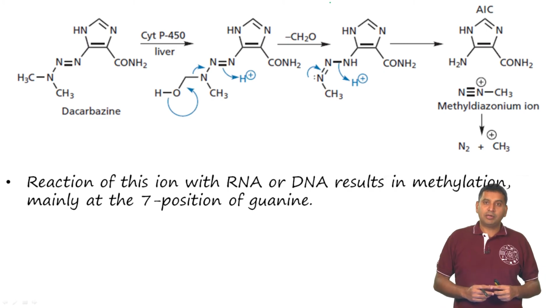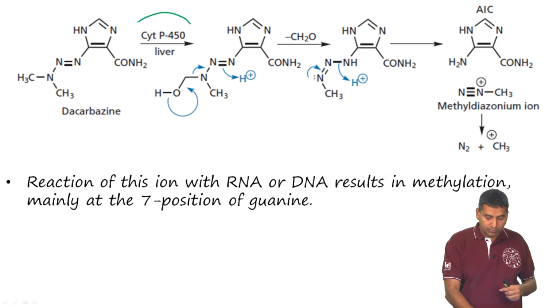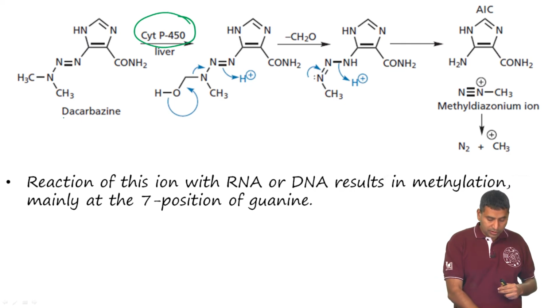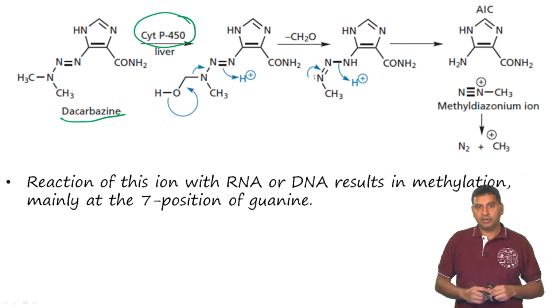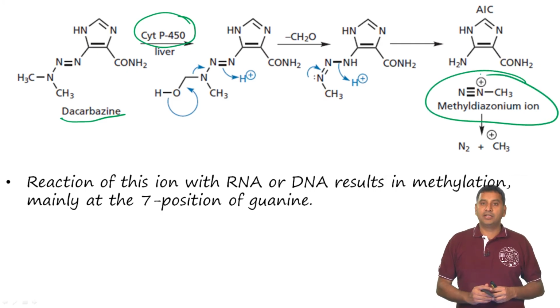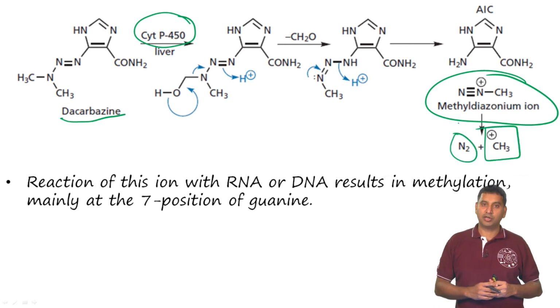The major metabolism inside the body happens in the liver, and a class of enzymes known as cytochromes P450 are very crucial for metabolism. So, this drug gets metabolized by cytochrome P450, and it produces this kind of an alcohol intermediate, which then rearranges and gives you a methyl diazonium ion. And this methyl diazonium ion produces nitrogen and a carbocation, which is the methyl carbocation.